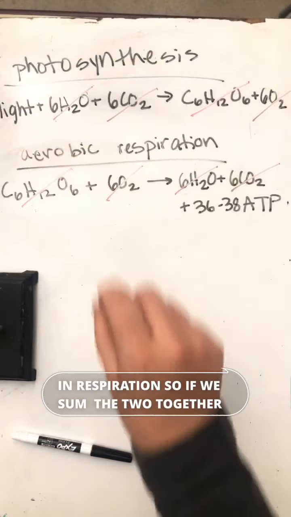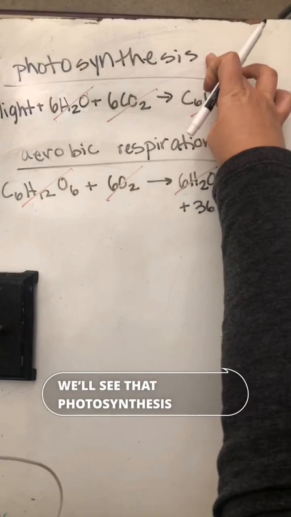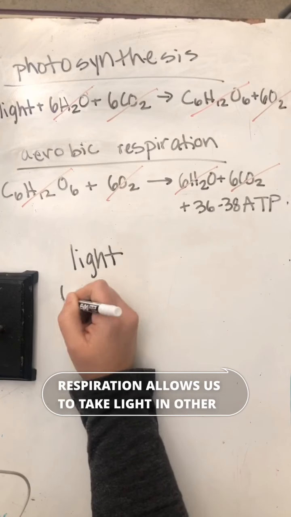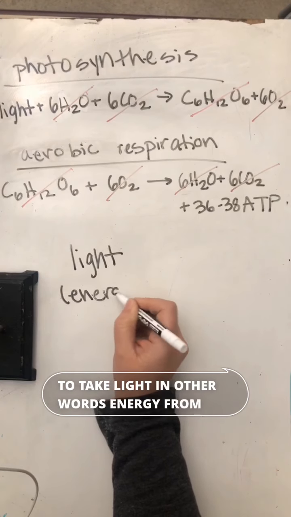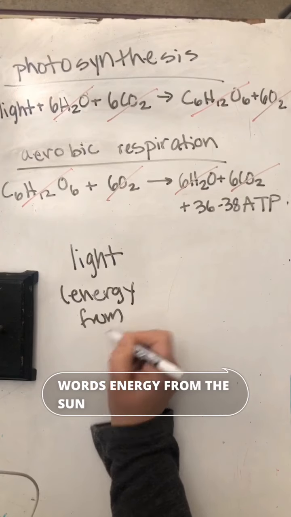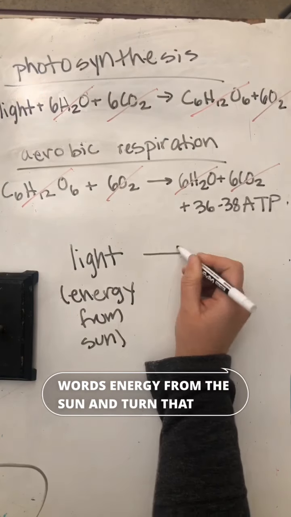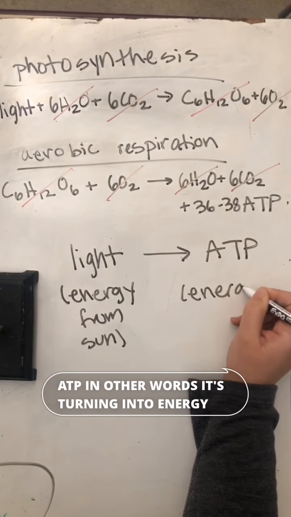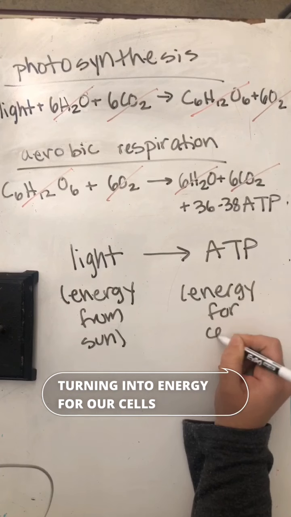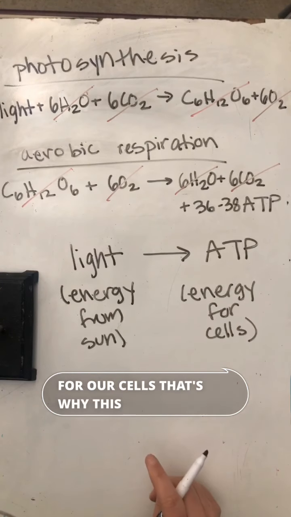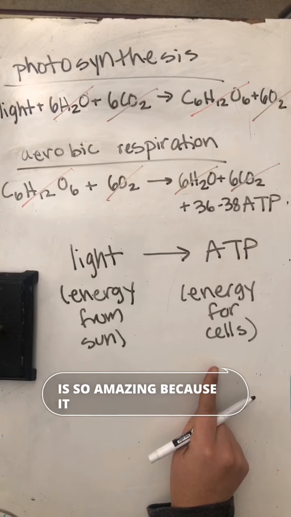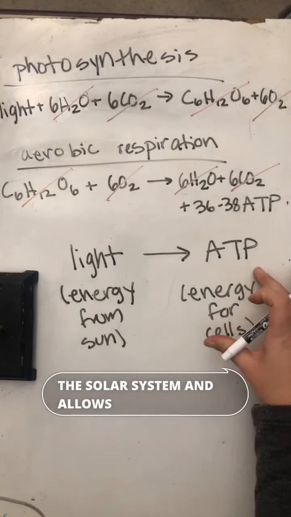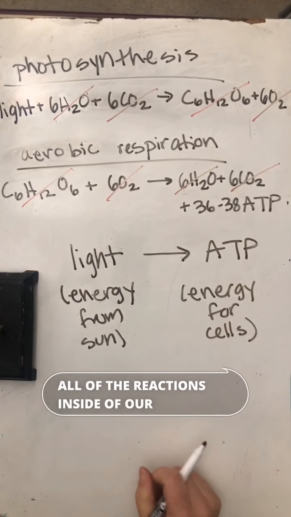So if we sum the two together, we'll see that photosynthesis plus respiration allows us to take light, or in other words, energy from the sun, and turn that into ATP. In other words, it's turning it into energy for our cells. And that's why this combination is so amazing, because it allows us to take this energy from out in the solar system and allows us to power all of the reactions inside of our body. It's pretty cool.